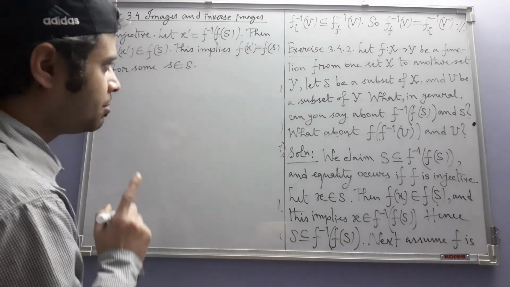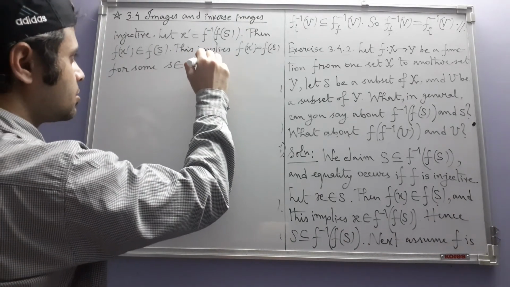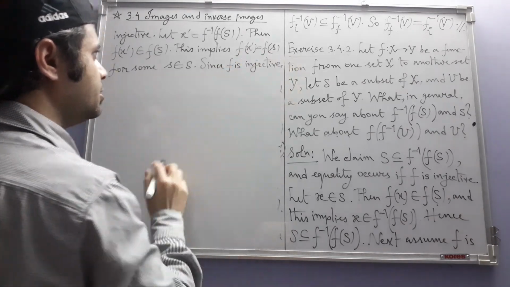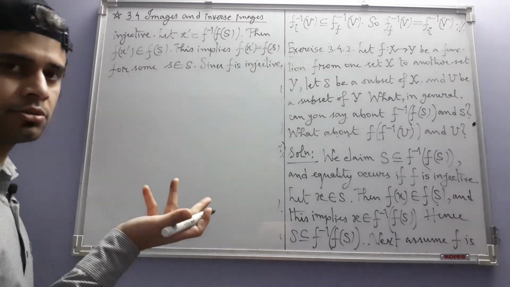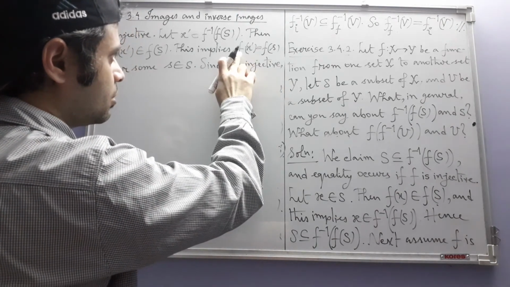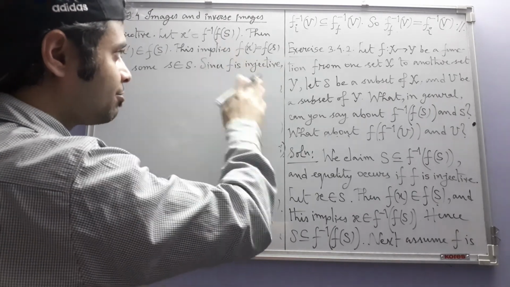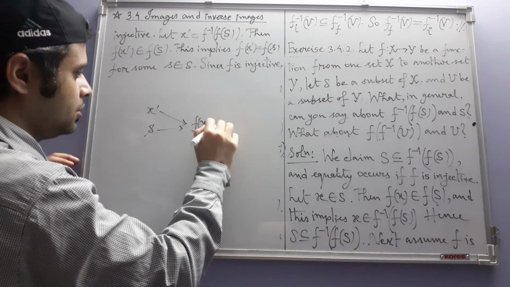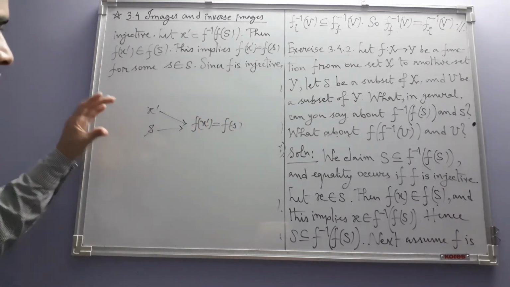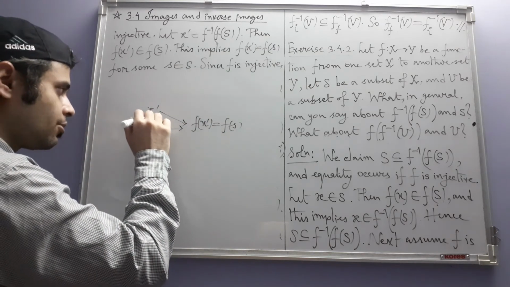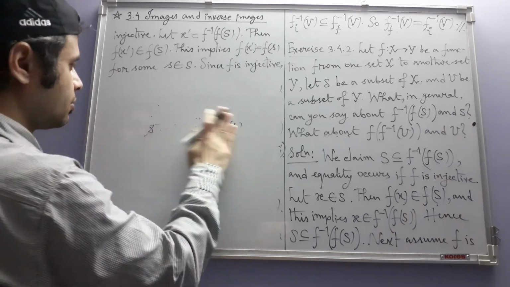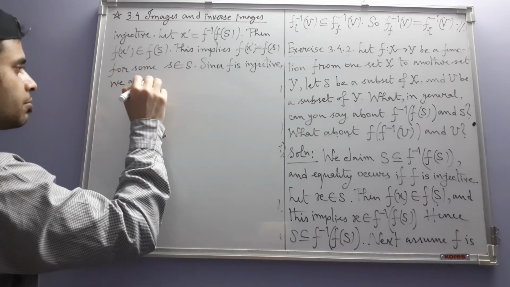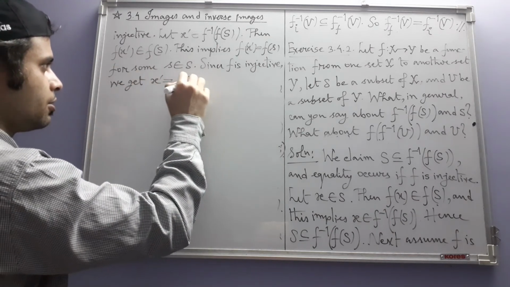Now we will use the fact that f is injective. Since f is injective, from this we have x prime is equal to s, because being injective, f cannot map two distinct elements onto the same element. This cannot be true if f is injective, because then f is not one-to-one, f is many-to-one. So that's why these two must also be the same. And that's how from injectivity of f we get x prime is equal to s, but s belongs to S.